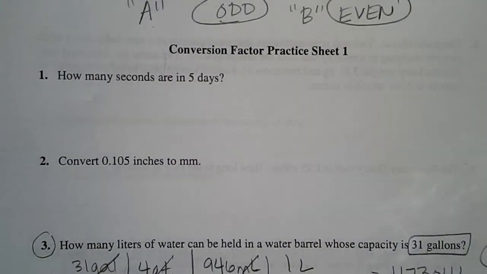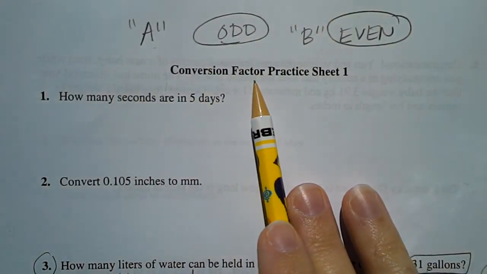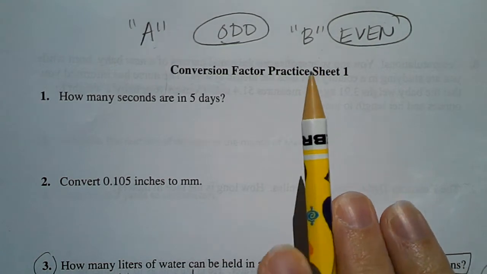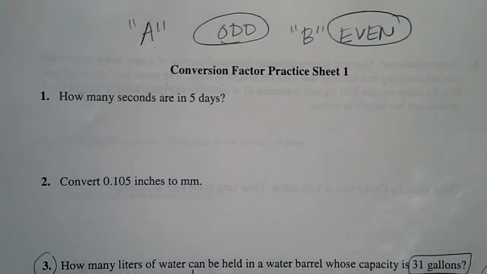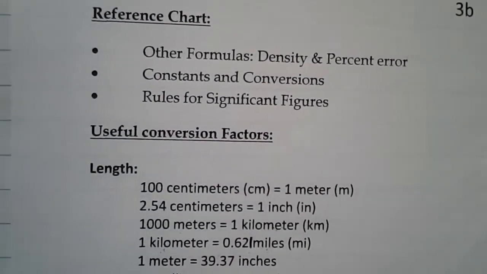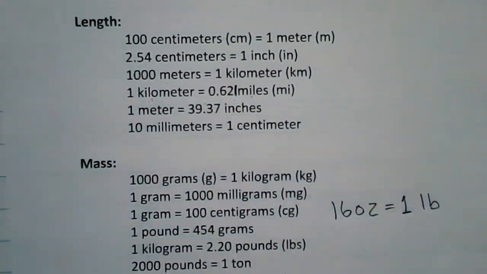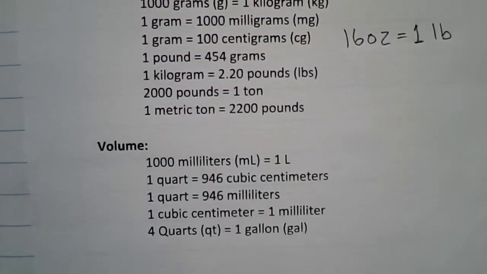This lesson is how to do conversion factors for Clear Horizons Early College High School students. We're using our homework, which is conversion factor practice sheets 1, 2, and 3. You will need this packet as well as page 3B in your class notebook. It includes the conversion factors that you're going to be choosing to use in each of your problems.